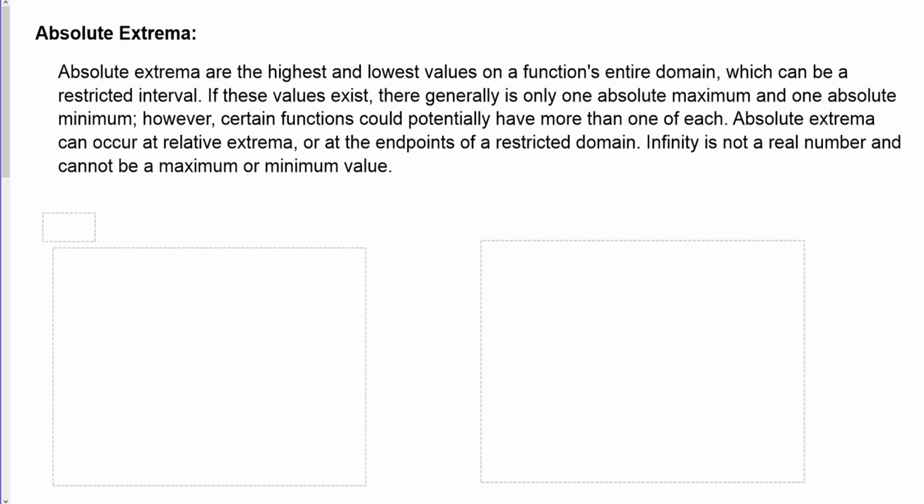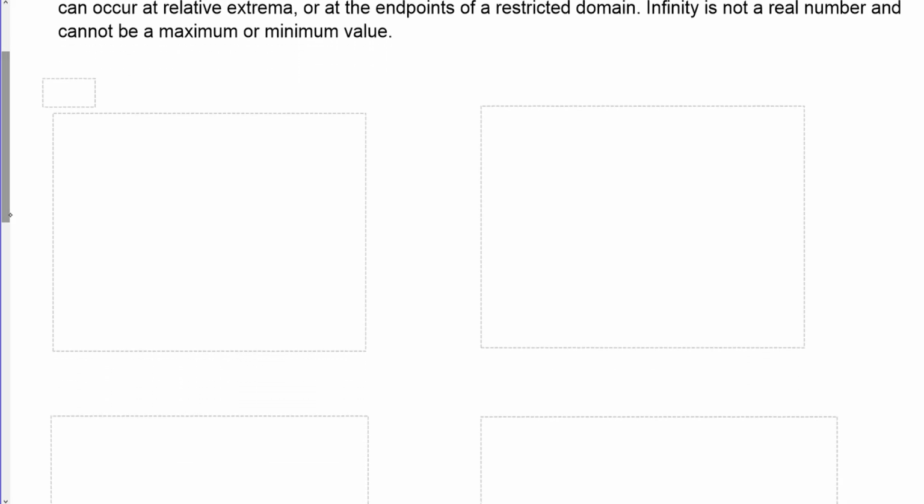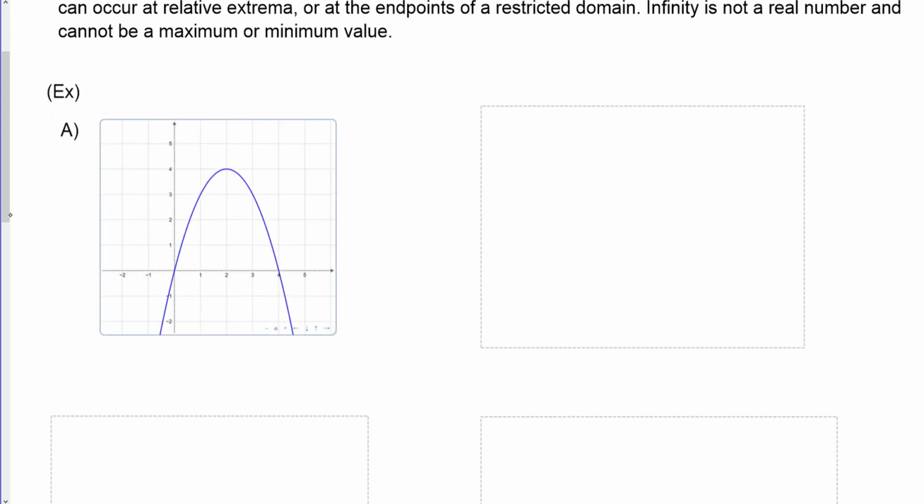Absolute extrema can occur at relative extrema or at the endpoints of a restricted domain. Infinity is not a real number, and it cannot be used to label a maximum or minimum value. So keep that in mind. Let's take a look at some different examples, starting with this first graph.